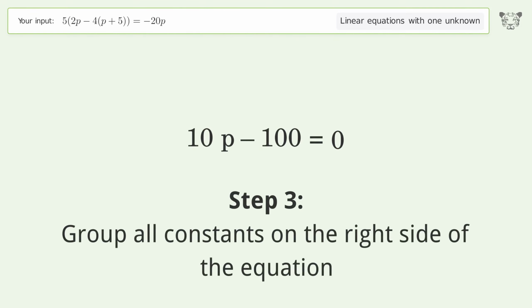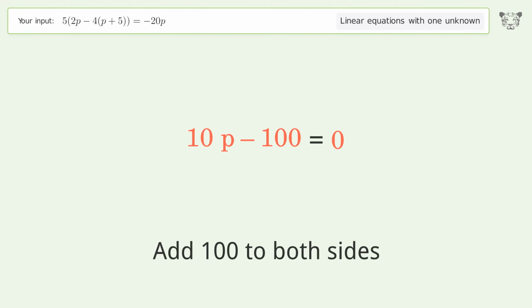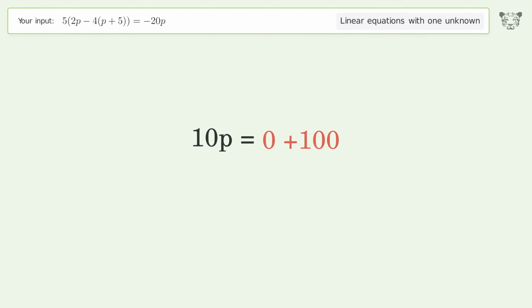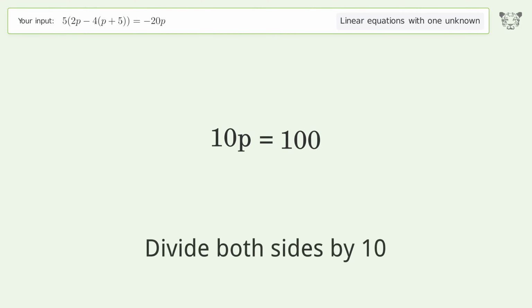Group all constants on the right side of the equation. Add 100 to both sides. Simplify the arithmetic. Isolate the p. Divide both sides by 10.